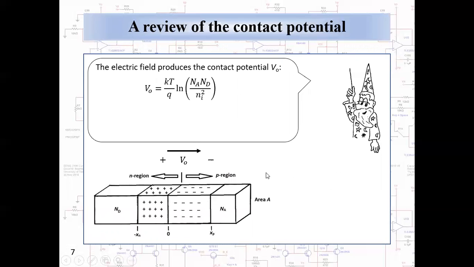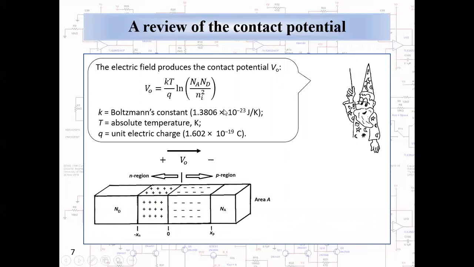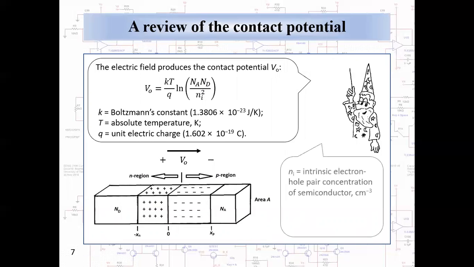And the integral of electric field with distance gives rise to the contact potential, which we found in a previous presentation to be kT over Q times the natural logarithm of N sub A N sub D over N sub i squared, where k is Boltzmann's constant, 1.3806 times 10 to the minus 23 joules per kelvin. T is absolute temperature in kelvins. Q is the unit electronic charge of 1.602 times 10 to the minus 19th coulombs. N sub i is the intrinsic electron-hole pair concentration of the semiconductor, measured in electron-hole pairs per cubic centimeter.